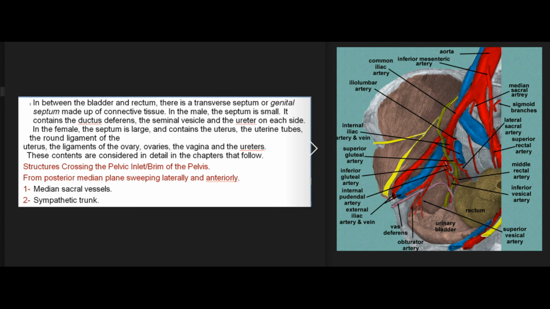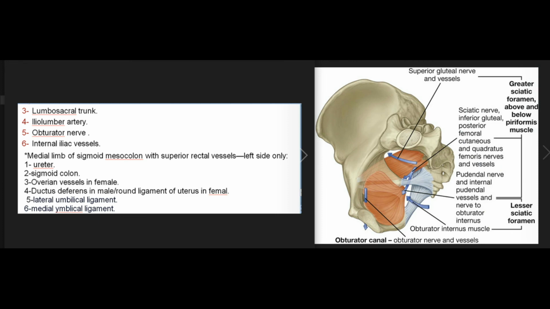Structures crossing the pelvic inlet/brim of the pelvis. From posterior median plane sweeping laterally and anteriorly: 1. Median sacral vessels. 2. Sympathetic trunk. 3. Lumbosacral trunk. 4. Iliolumbar artery. 5. Obturator nerve. 6. Internal iliac vessels.